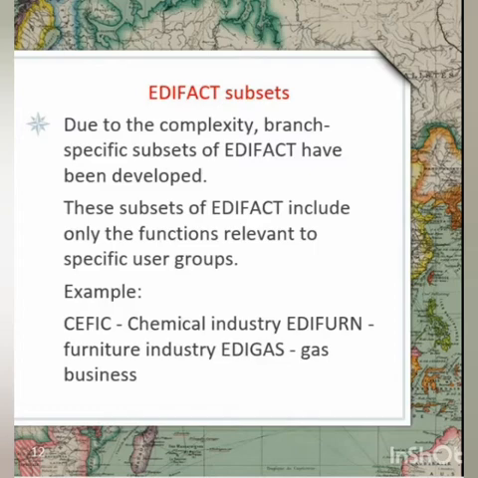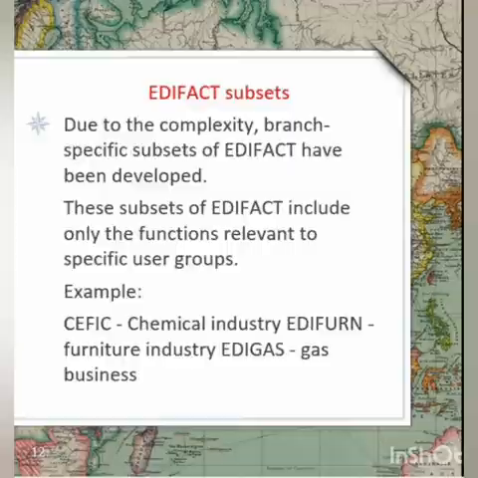So look at this example. Chemical industry is denoted by CEFIC, so it consists of only the chemical information. Then the furniture industry is denoted by EDIFURN. Then the gas business is denoted by EDIGAS. So this is all about EDIFACT subsets. Now we will move on to EDIFACT structure.